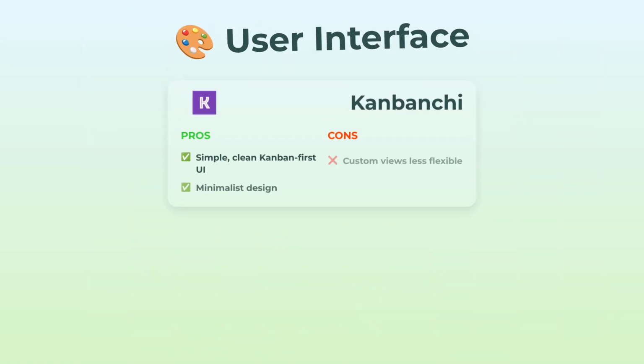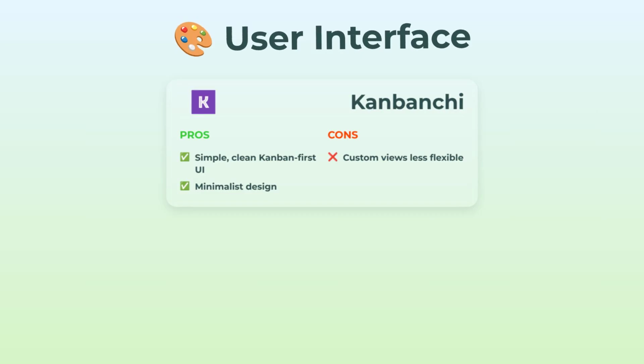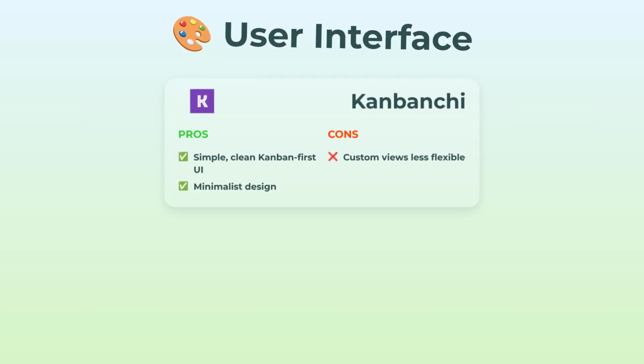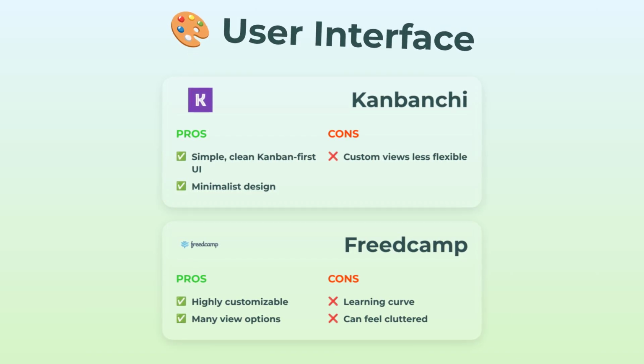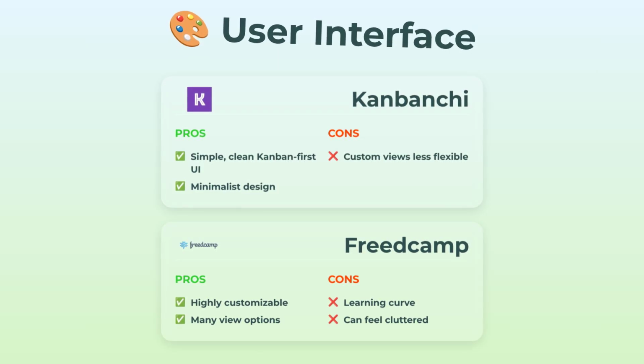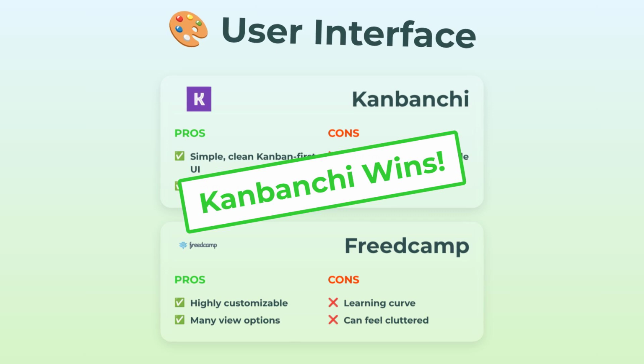User interface time. Kanbanchi is all about that clean, minimalist, Kanban-first vibe. Super easy to get started, it's not flashy, but honestly, that's kind of refreshing. Downsides? You can't get too crazy with custom views. Freecamp is like the opposite. It's highly customizable with more views than you'll ever need. But there's a bit of a learning curve, and sometimes the dashboard feels cluttered. In my honest opinion, Kanbanchi just feels snappier and more usable day one, so this one goes to them.